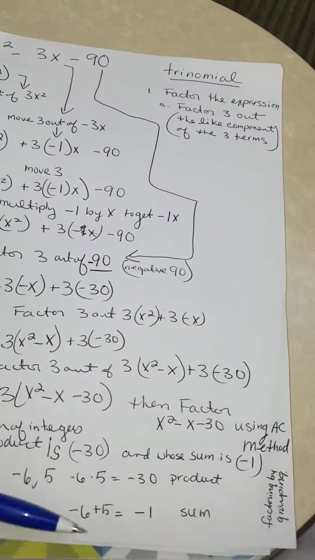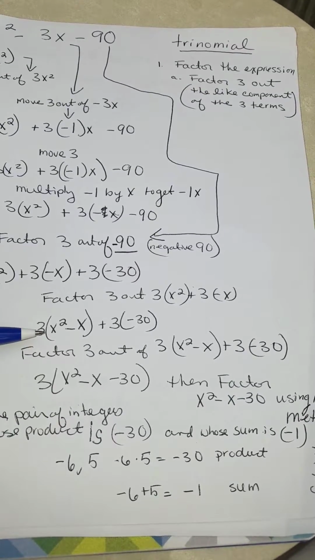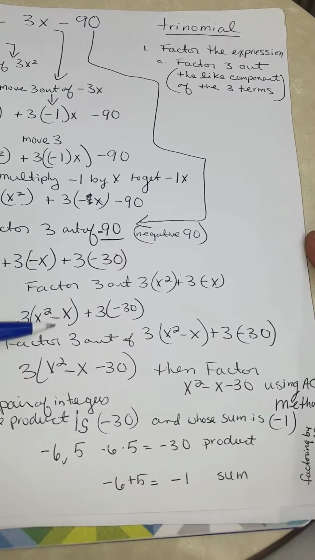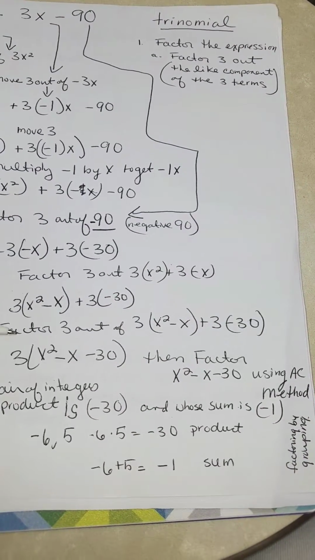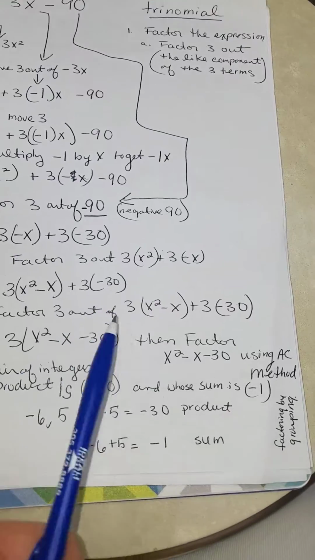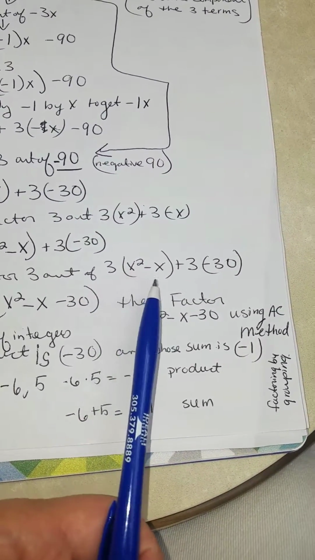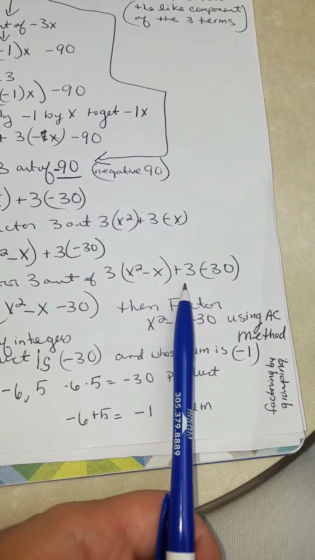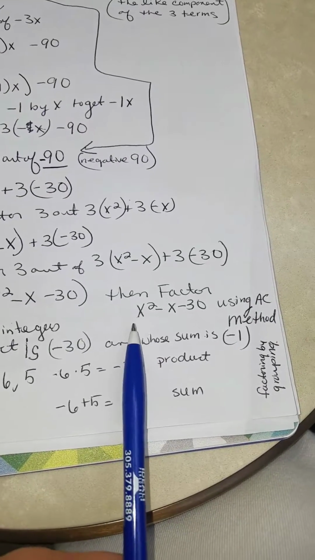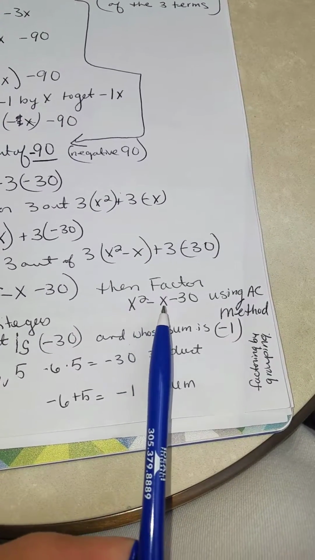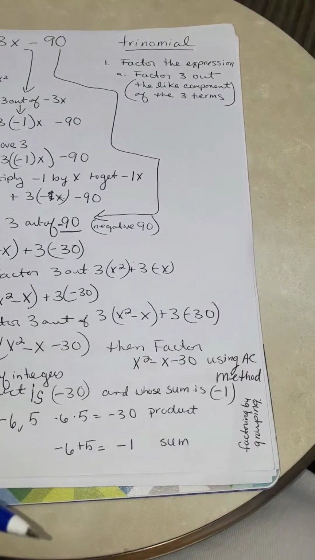And then you take those into groupings, and so we have 3x squared negative x plus 3 times negative 30. And then we're going to factor the 3 out of that, and that becomes 3 times x squared minus x plus 3 times negative 30. And using the AC method, we pull out x squared minus x minus 30.